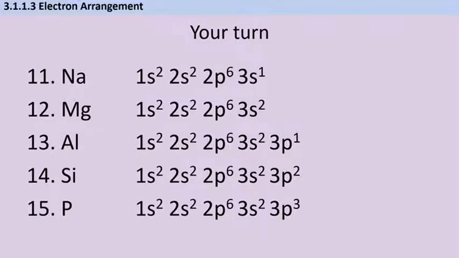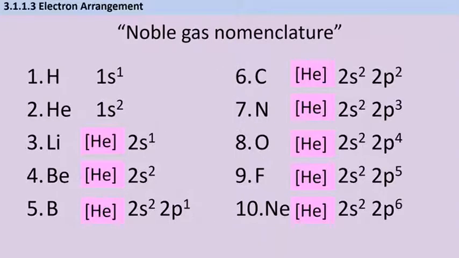Hopefully that wasn't too tricky and you've managed to correctly identify that for each one of these you should be adding 1 more electron, so we have 3s1, 3s2, 3p1, 3p2 and 3p3. I don't think I've ever seen an exam question which asked you to give your answer in noble gas nomenclature because, to be honest, that would be too easy, but sometimes they will use it and expect you to understand what it means.